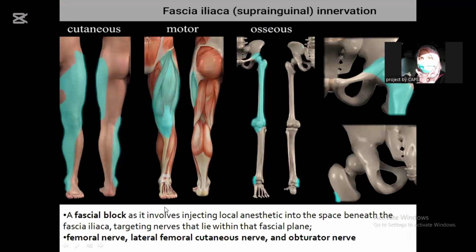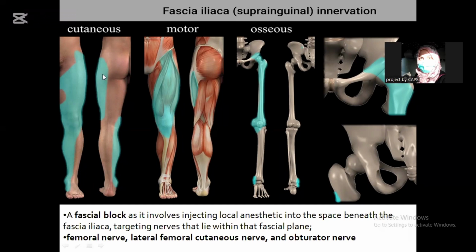Fascia iliaca block. This is very important. Okay, now we have been discussing the nerve blocks. Now we are going to discuss two fascial blocks. This one is SIFI, that is the suprainguinal fascia iliaca block. It involves injecting local anesthetic into the space beneath the fascia iliaca, targeting nerves that lie within the fascial plane: the femoral nerve, lateral femoral cutaneous nerve, and the obturator nerve.